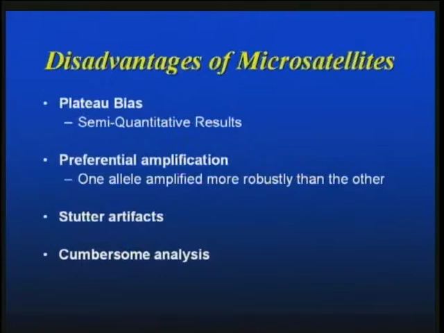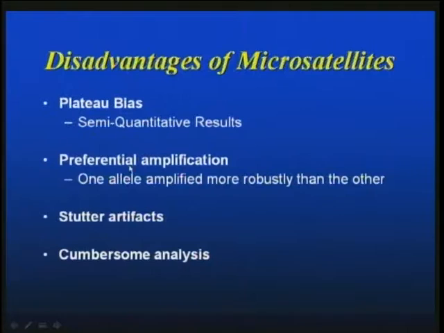Because it's not all advantages, there are some disadvantages. One of which is the fact that you do see plateau bias because it's not a quantitative method in that you're not following them at every step of the PCR reaction. You have a certain set number of PCR reactions that you always perform. And so even if there might be some quantitative differences, that can get blurred. So at best, these results are semi-quantitative.